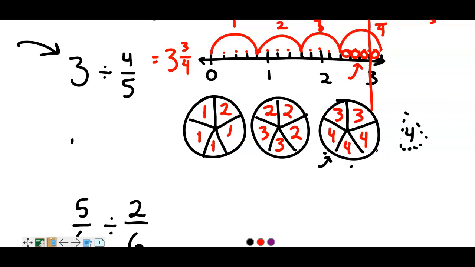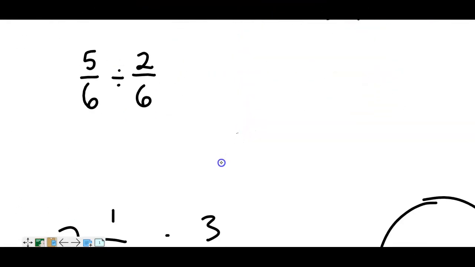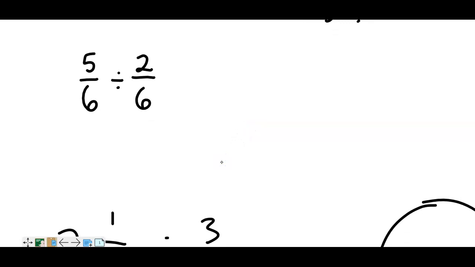All right, so that's another way we can model this problem right here. Let's do another problem altogether here. Let me scroll it up. How about this? Now we have a fraction divided by a fraction, and this is a pretty simple fraction, pretty easy to model here. And I'm going to show you another model, a different model that we can use. We can use a number line. We can use the circles.